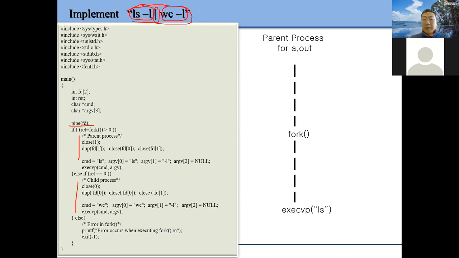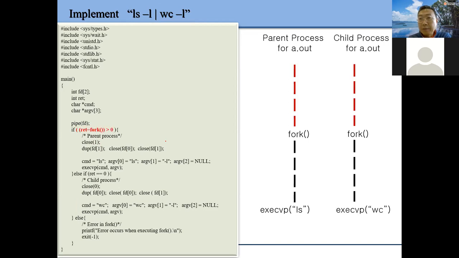So from the program, you can see that we first create two processes. One child process. Now we have two processes, right? One parent, one child, after fork. Then the parent will execute ls -l, and the child will execute wc -l.